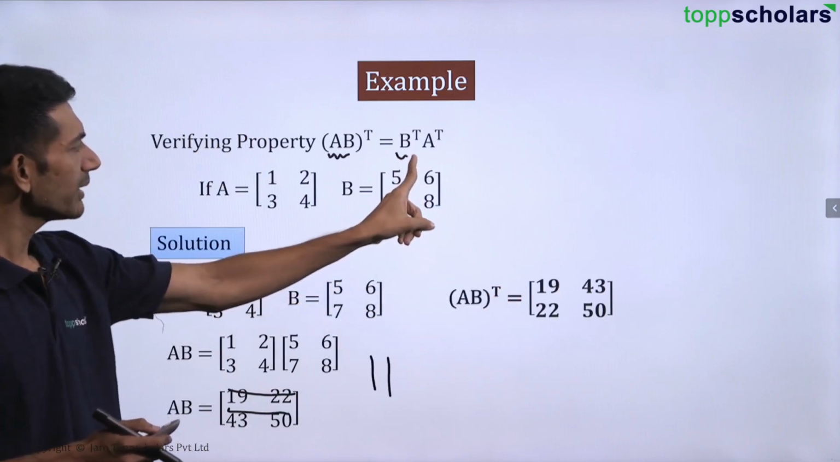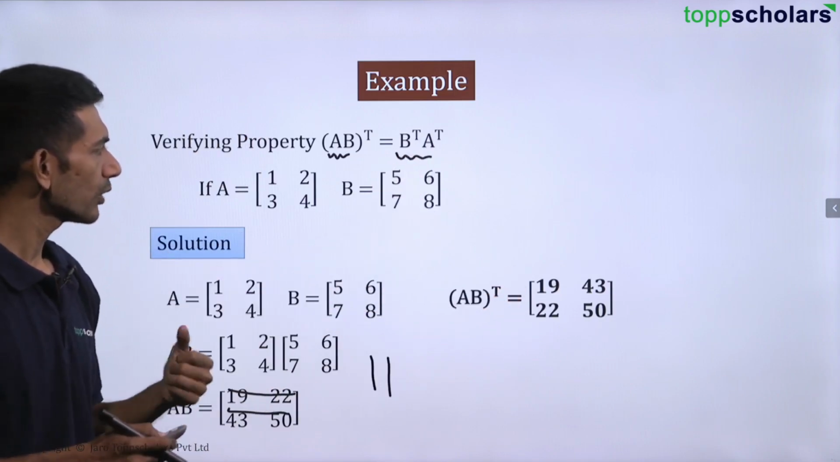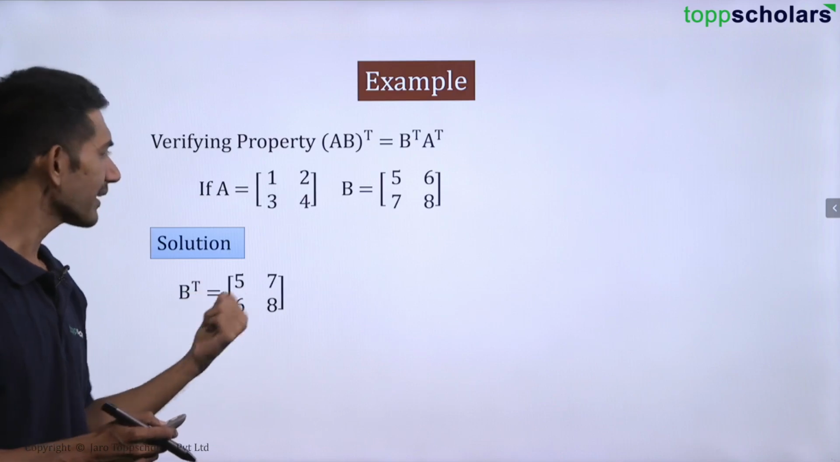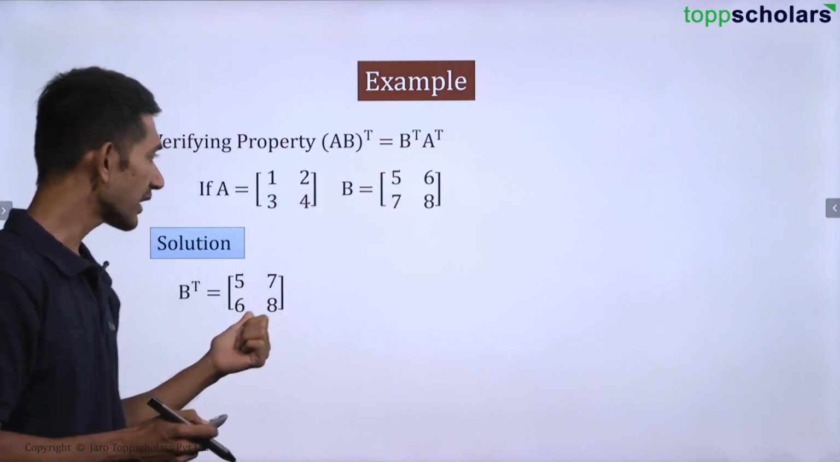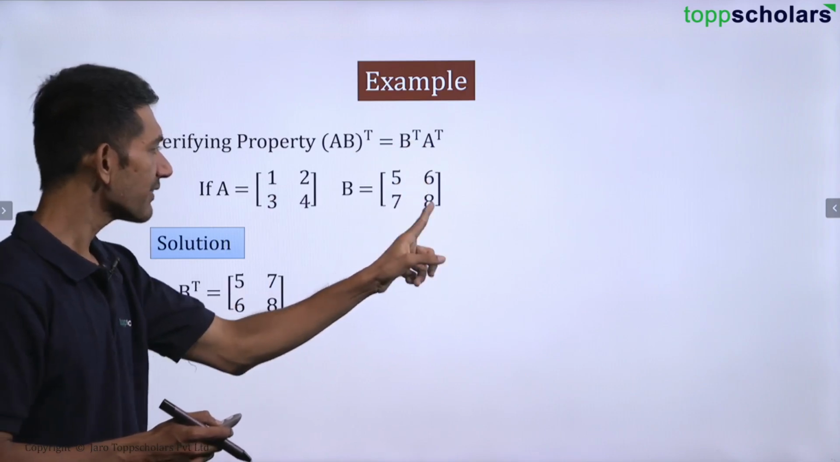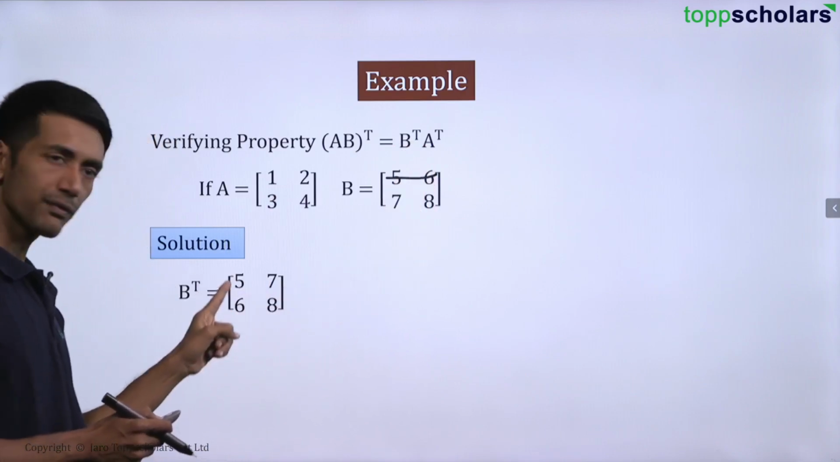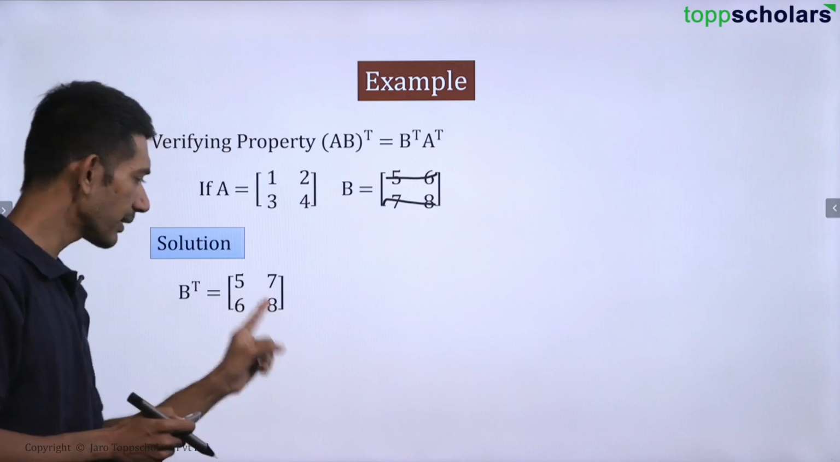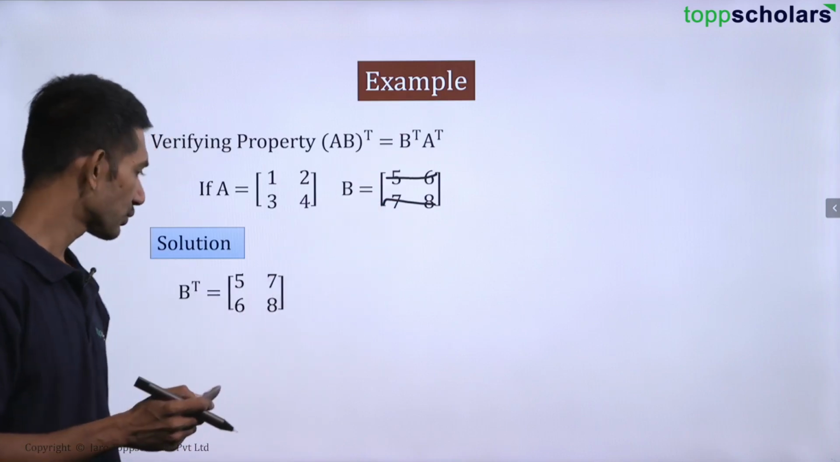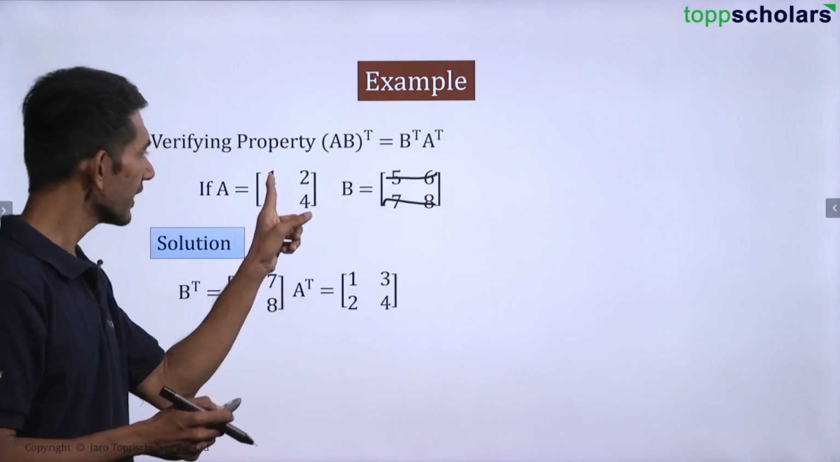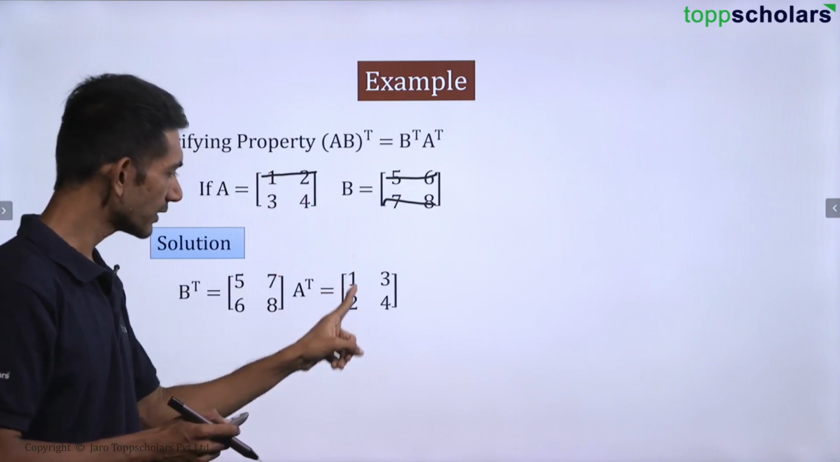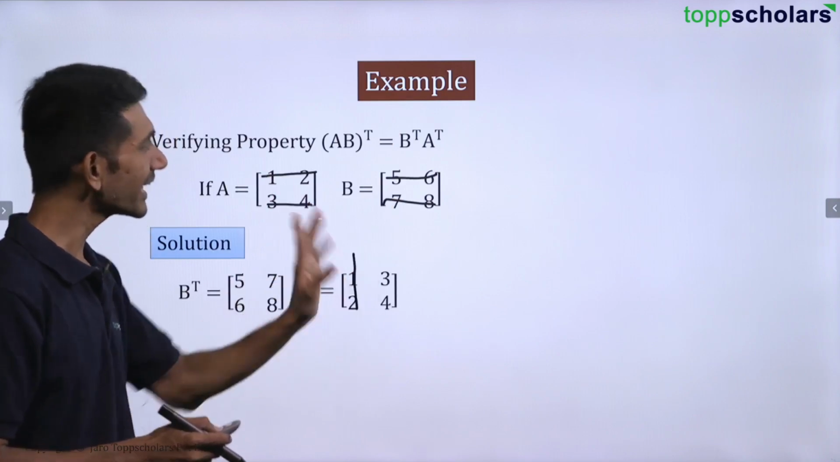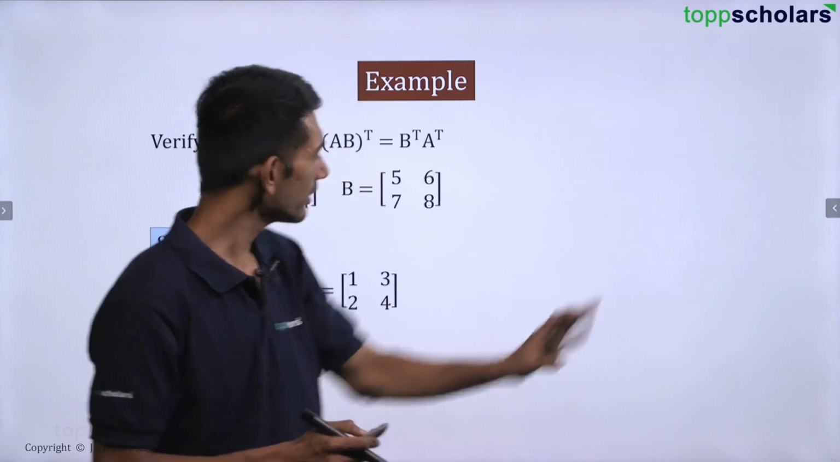Now we need to take B transpose A transpose. So let us begin. B transpose, that is transpose of B, 5, 6, 7, 8. So 5, 6 becomes first column, 7, 8 becomes second column. Then A transpose, what is A transpose? That is 1, 2 becomes first column, 3, 4 becomes second column, right? I hope this is clear, there is no confusion.